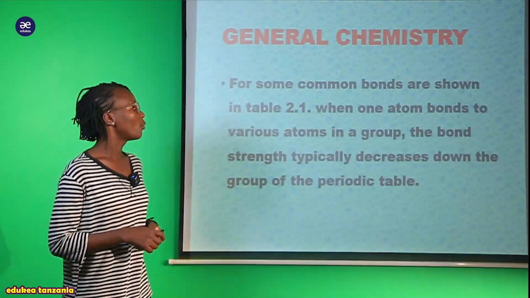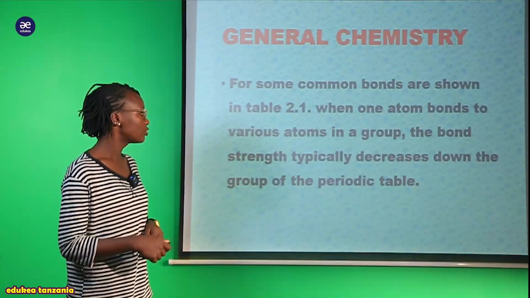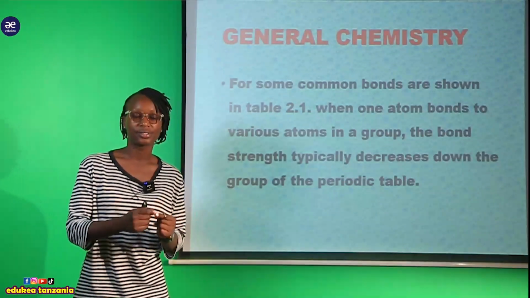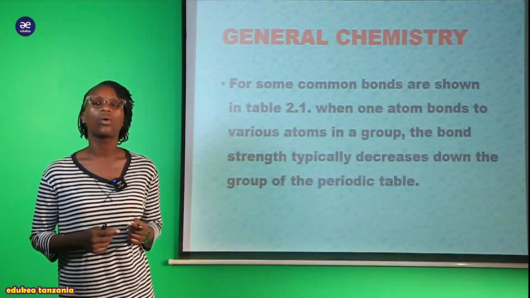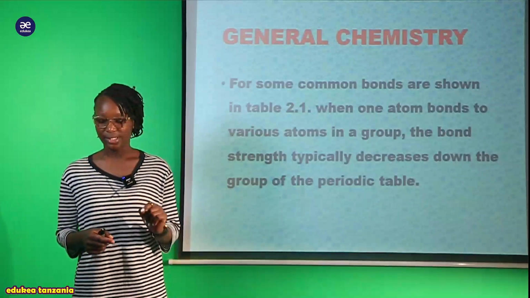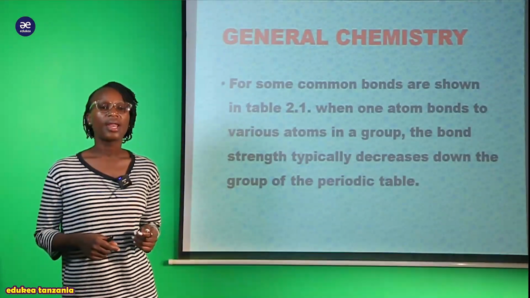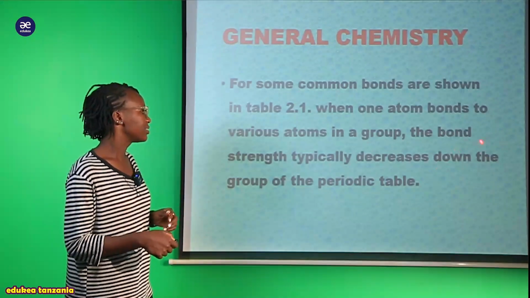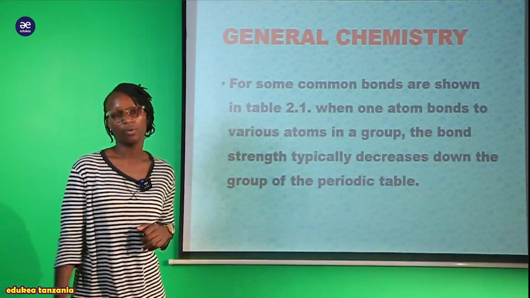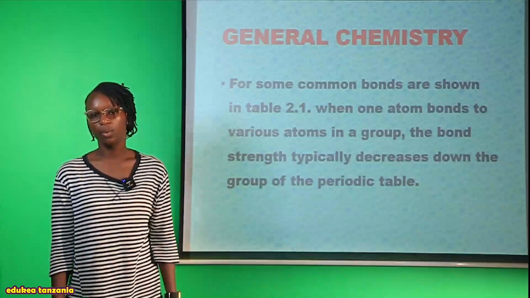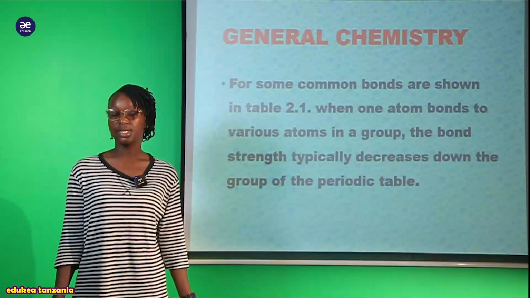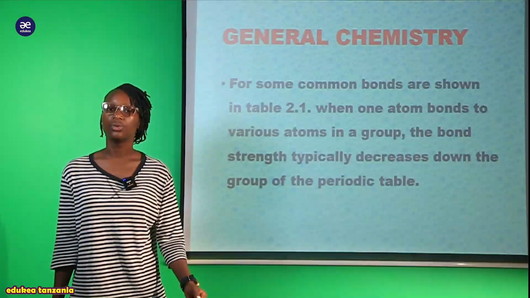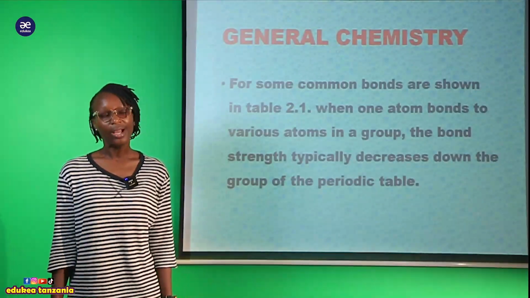Sasa hapa anasema kwamba when one atom bonds to various atoms in a group, sasa tunapokuja kwenye issue ya zile bond strength inakuwa affected kwa namna gani? Utaona kwamba the bond strength tends to decrease. How na kwa nini inadecrease? You see that typically it decreases down the group of the periodic table. Kwa hiyo as you go down the periodic table, this bond strength obviously tends to decrease.